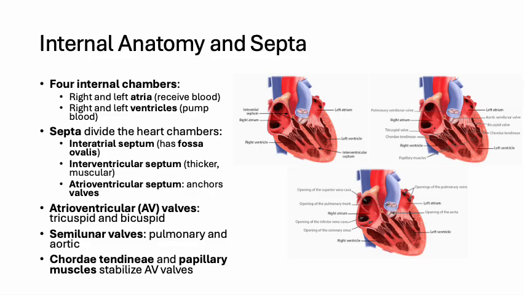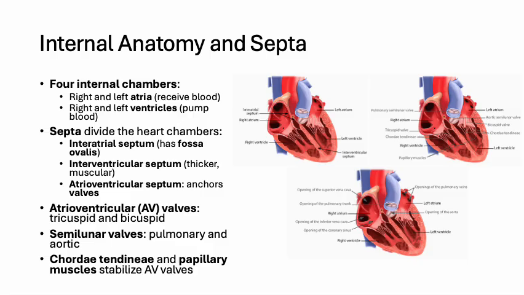Internally, the heart is divided into four chambers: the atria on top and the ventricles on the bottom. The atria are the receiving chambers. They collect blood coming back into the heart, while the ventricles are the pumping chambers that send blood out to either the lungs or the body.